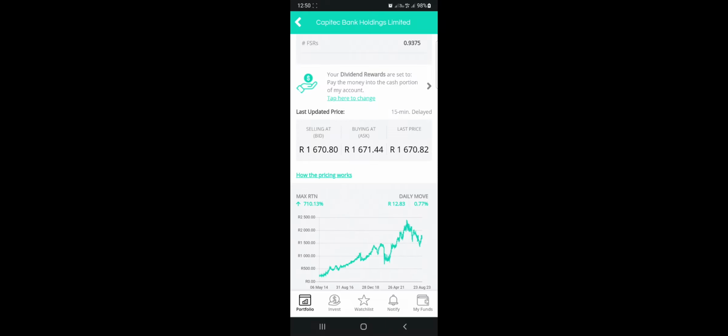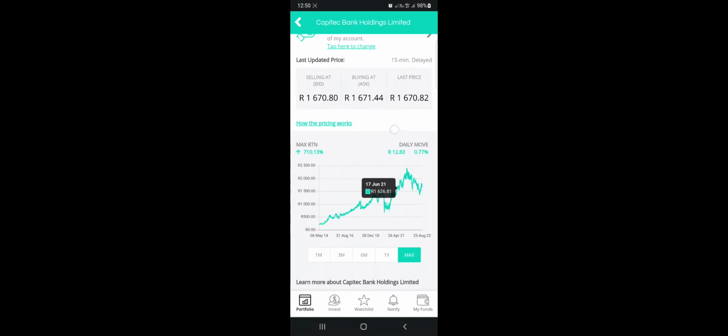Then maximum. This was listed on 6 May 2014. These Capitec shares here on Easy Equities were listed on this day. So this is their max. It started below 500 Rand. I'm not sure how much that was. Okay, let me see how much it was when it was listed. On 6 May 2014, the price of the Capitec shares was 206 Rand.